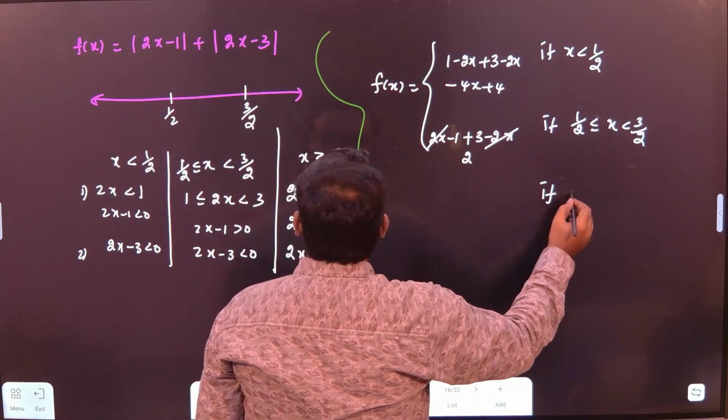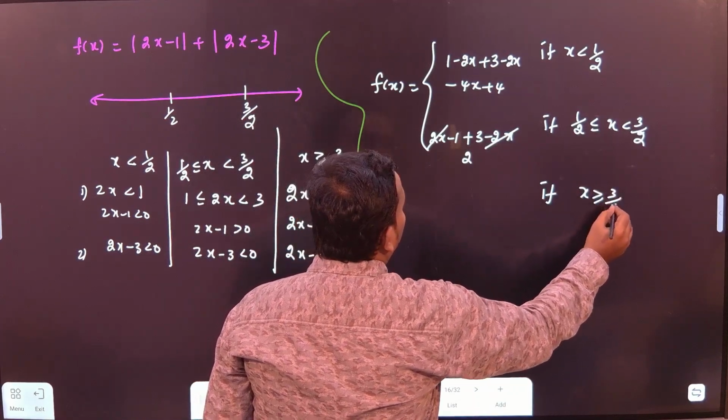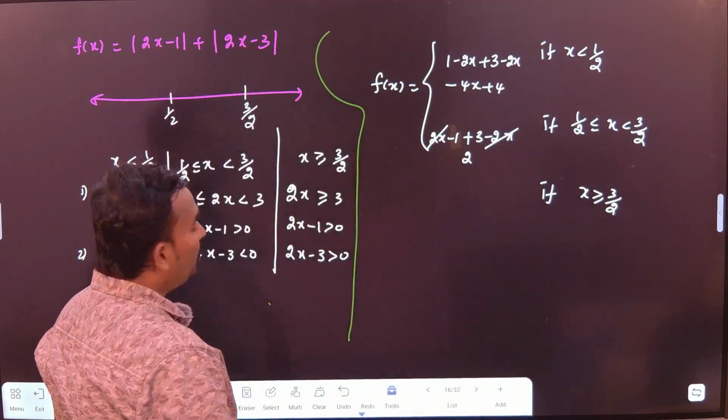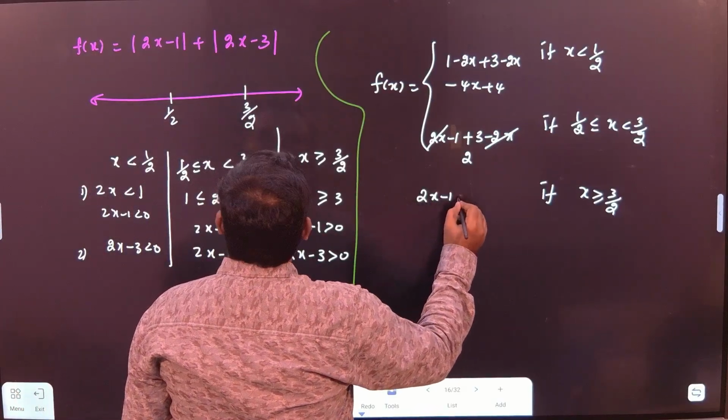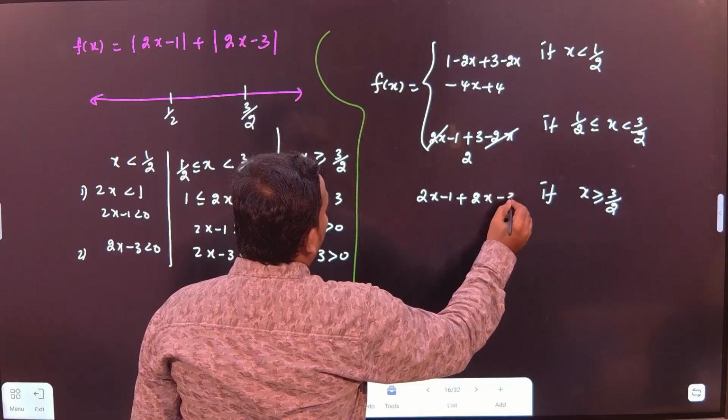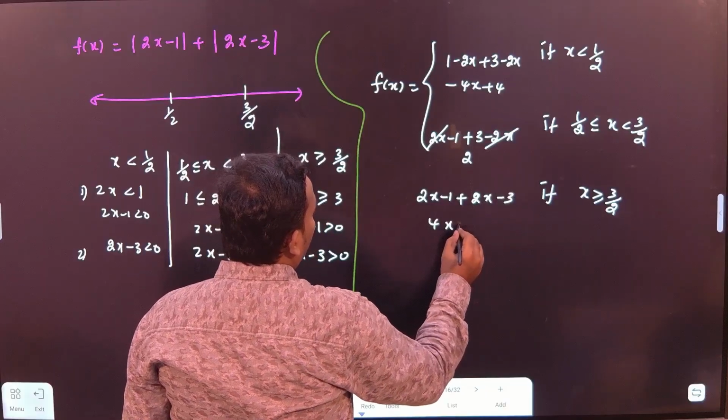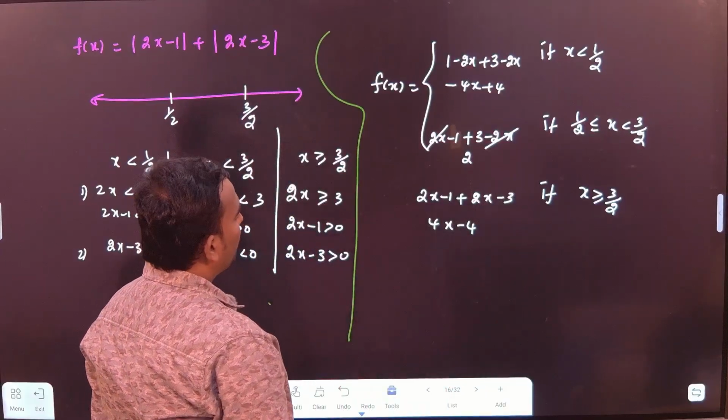Next, you can see if x is greater than or equal to 3 by 2, both will be positive, right? So therefore 2x minus 1 plus 2x minus 3 you can take, that is 4x minus 4 you'll get, right? Okay.